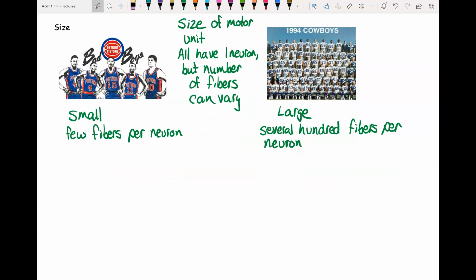So there's advantages to each. Think about a small motor unit. Think about a basketball team. If one neuron has only a few fibers to control, you can get very precise movements. This is what gives you your fine motor skills. So in the muscles that control your hands and your fingers and your eyes, you have very small motor units because you have very precise fine motor control.